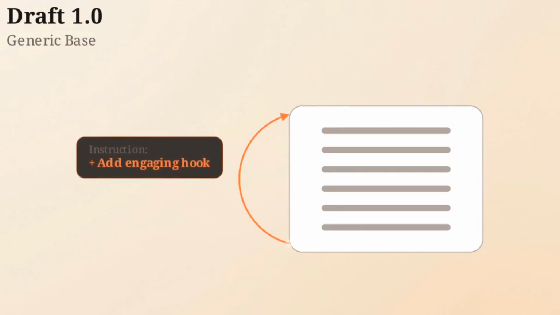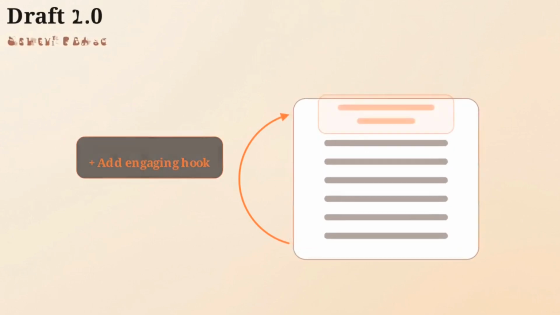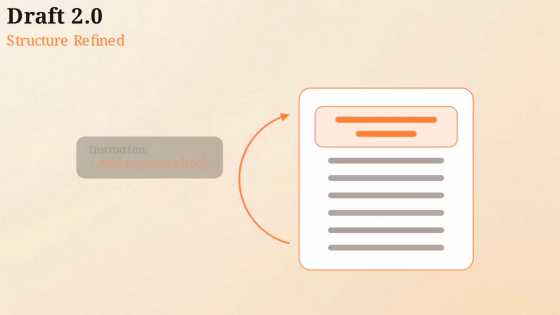Let's trace a basic loop. We see a standard 3D text block here representing our first draft. If you ask for a LinkedIn post about artificial intelligence, the model generates this flat, predictable text. Instead of rewriting the prompt from scratch, we take that exact draft and give a new specific instruction. Add an engaging hook to the beginning. The model refines the structure, leaving the core intact while upgrading the opening.